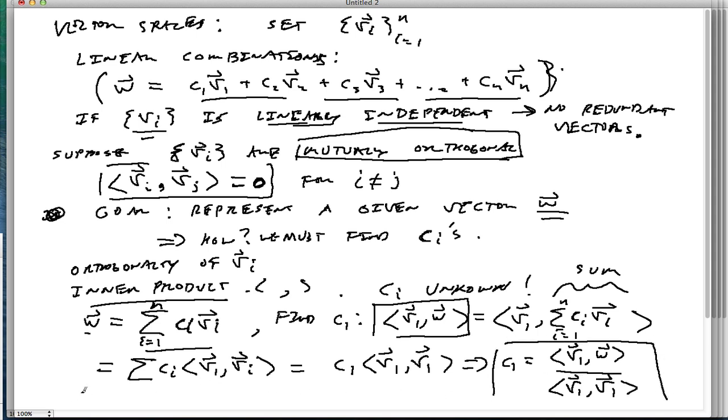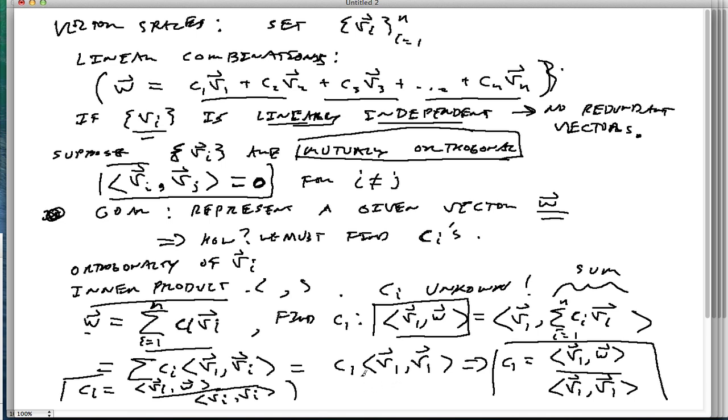I contend you can do this for all of them. Ci, of course, is going to be the inner product of Vi with W divided by the inner product of Vi with itself. Sorry, I'm running out of room there. So now we have a nice sequential way of finding all of the Ci's.